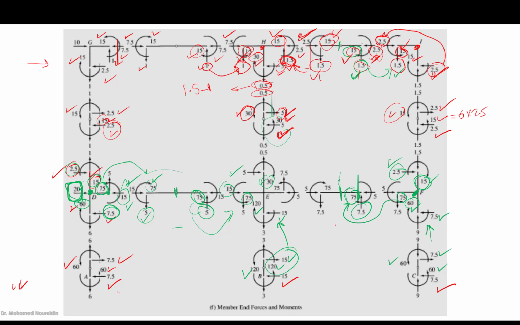Then we can get the shear. And from this shear, reverse it here. Then this is 7.5. This 7.5 is going to be used for the axial force of this column, okay?